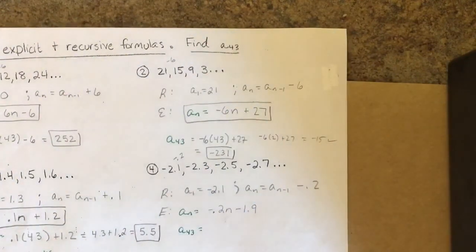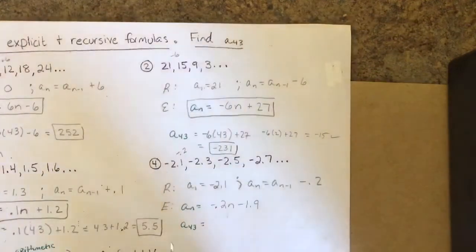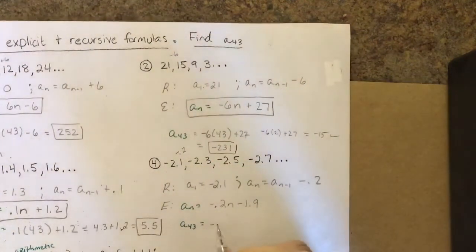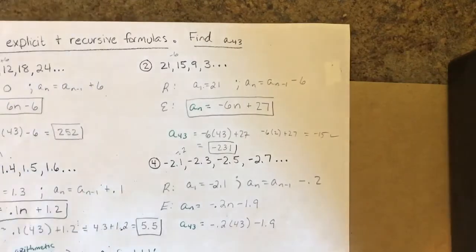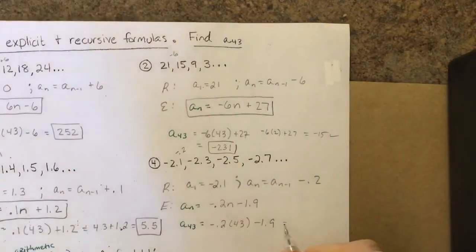Finally, we will get the 43rd term. Negative 0.2 times 43 minus 1.9. Let's see what that is. Put it in the calculator so we don't mess it up. We get negative 10.5.